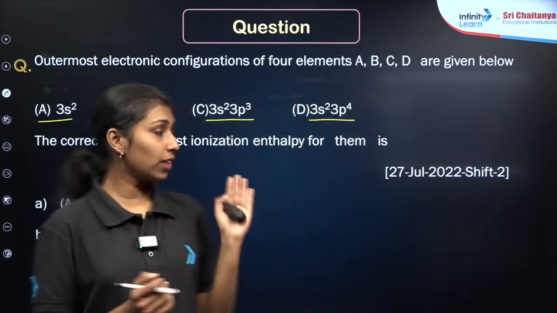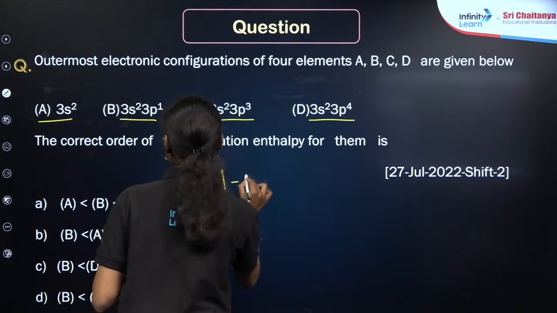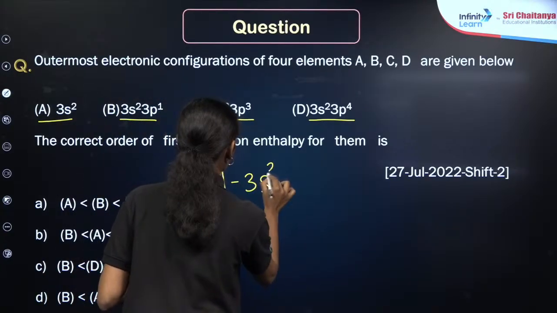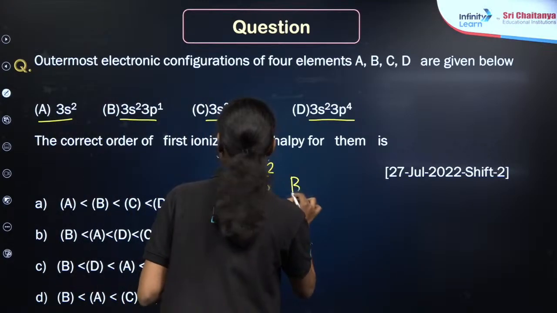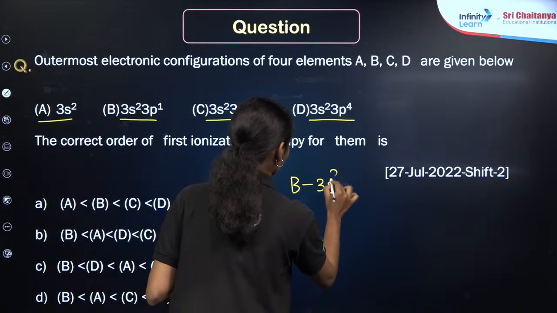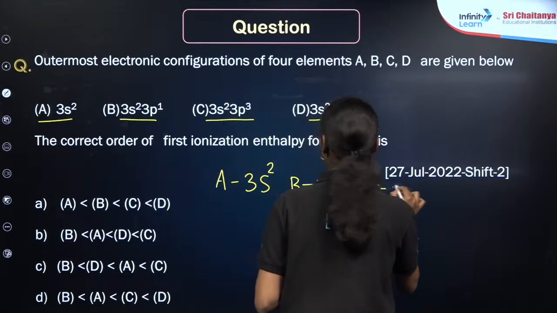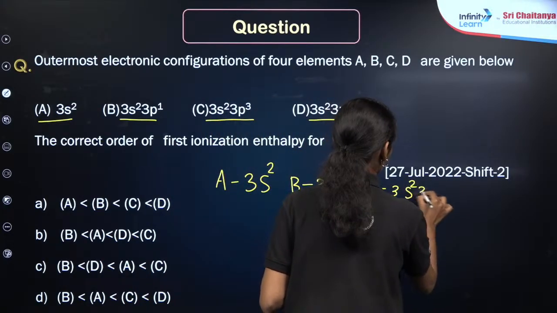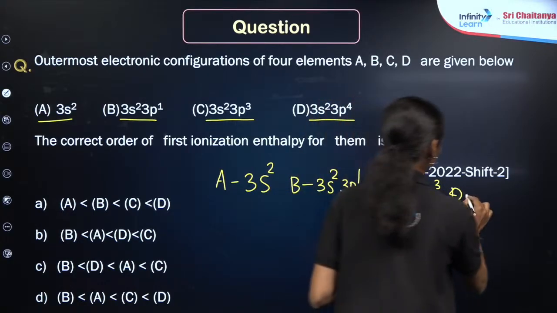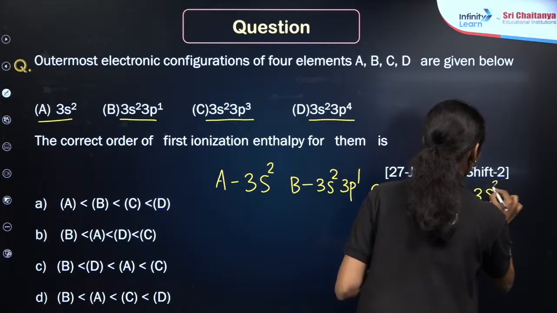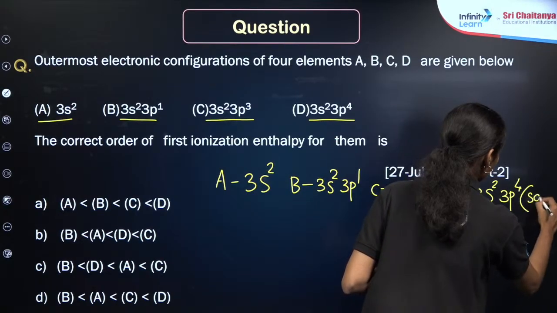Electronic configuration is already given, right? For example, I am taking here A, it is 3s2. Then B, it is 3s2 3p1. C, it is 3s2 3p3. And for D, it is 3s2 3p4. Which means that all these elements belong to the same period, that is the third period, right?